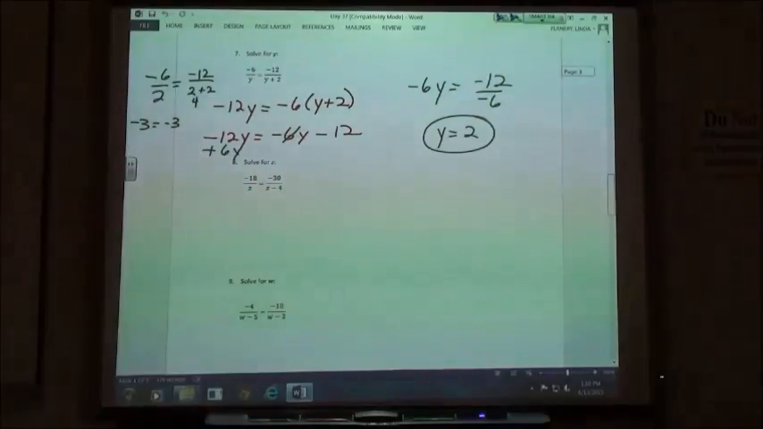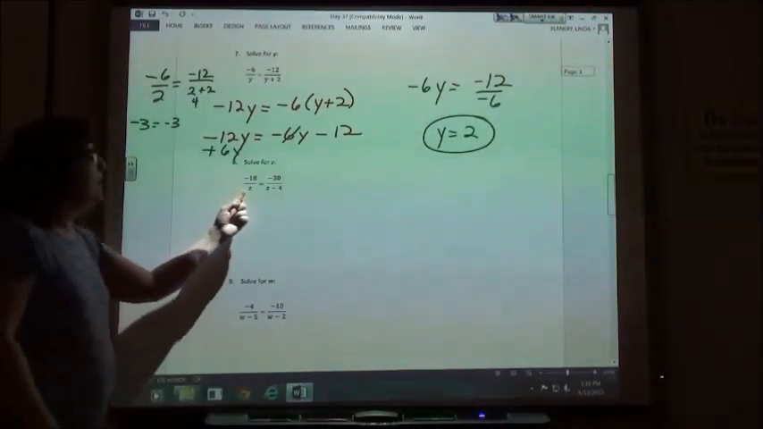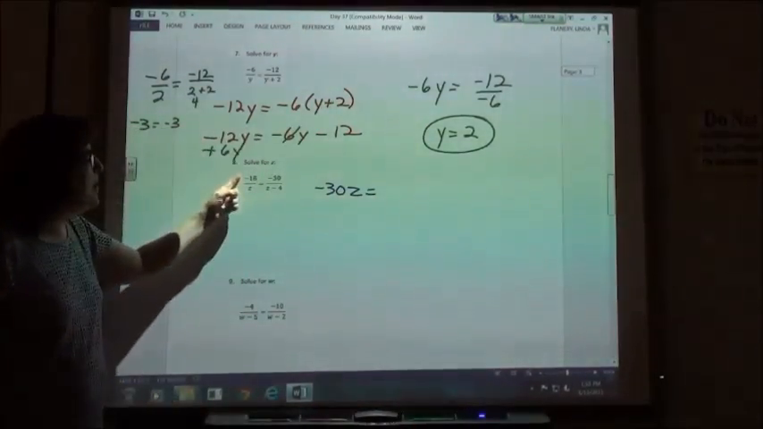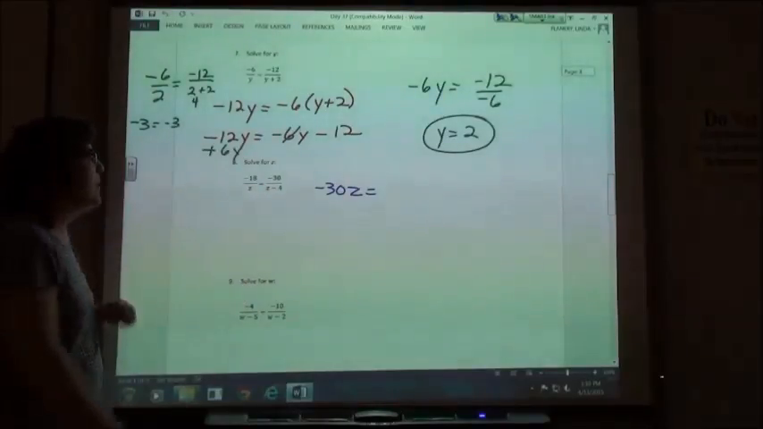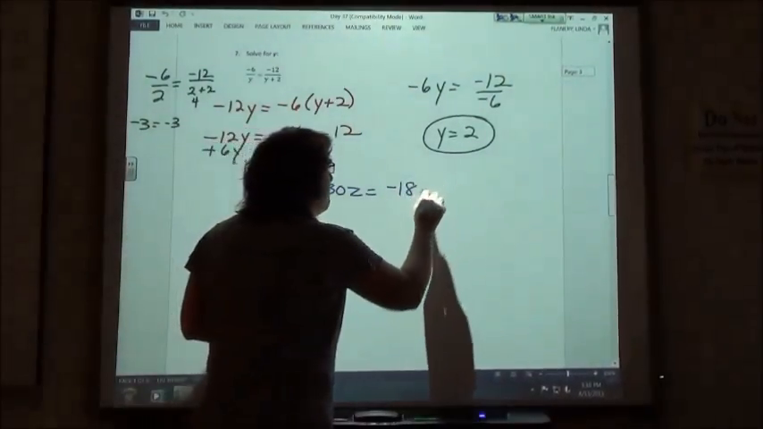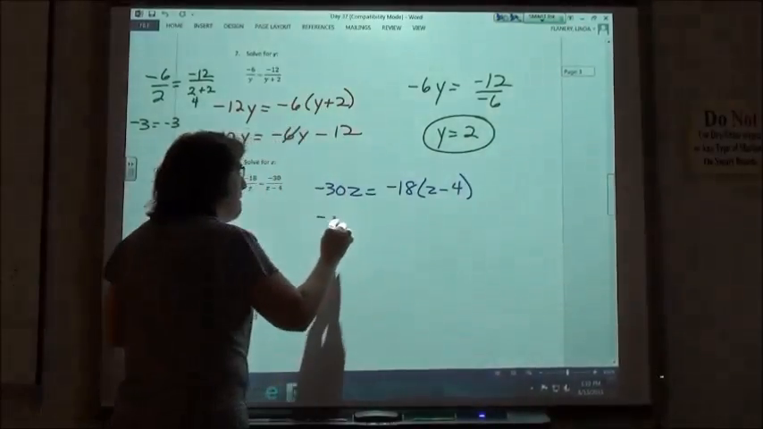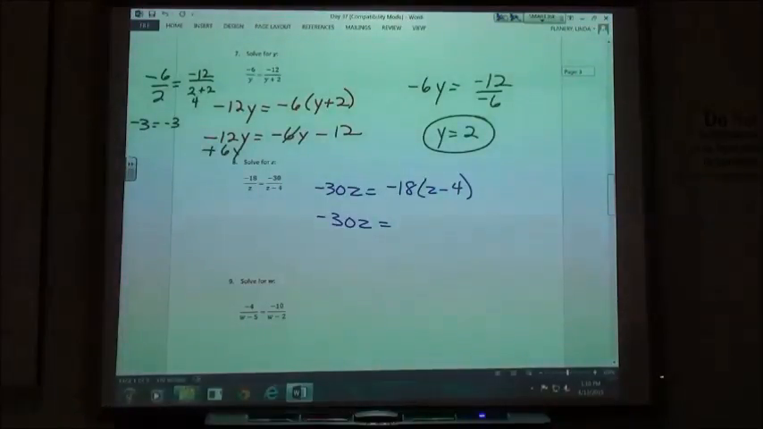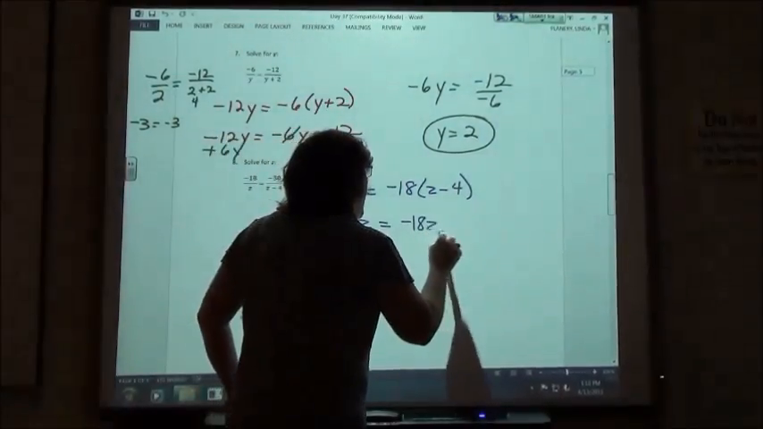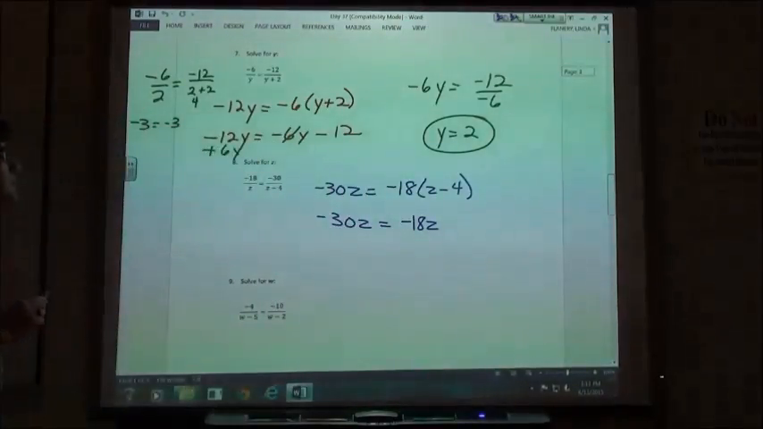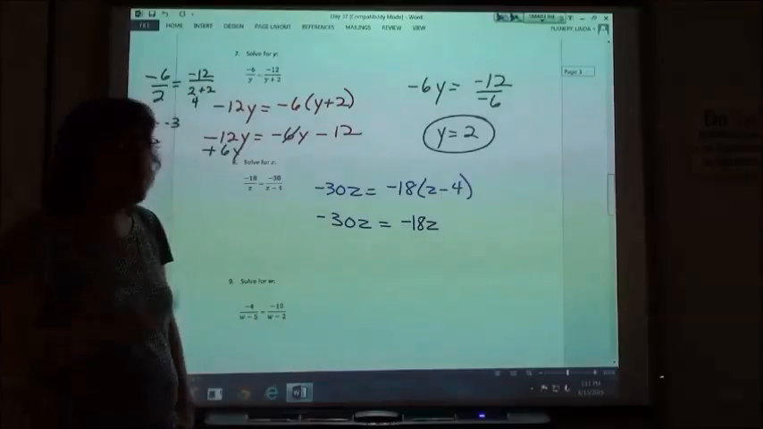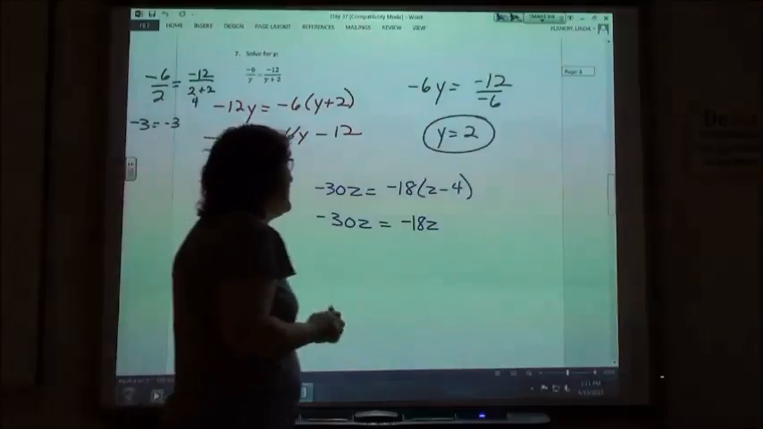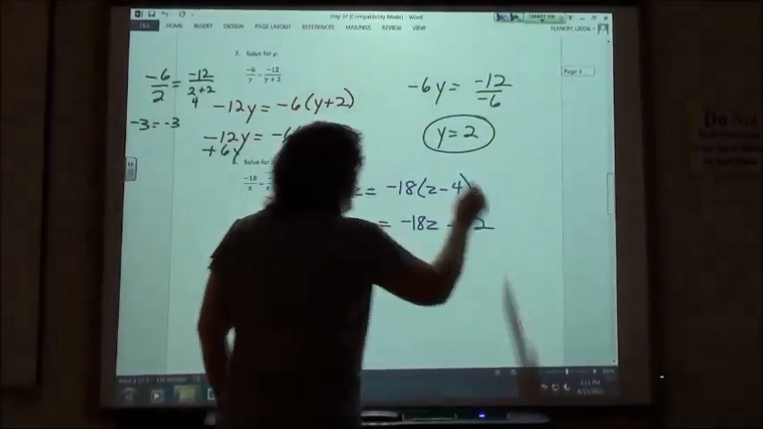So number 8, same kind of thing. I have to cross multiply to solve. Z times negative 30 would be negative 30z. And then I'm going to take my negative 18 times my z minus 4. So I'm going to use my distributive property. And what would I get over there? Negative 18z. That's why you have your calculator. Positive 72. Plus 72, exactly.